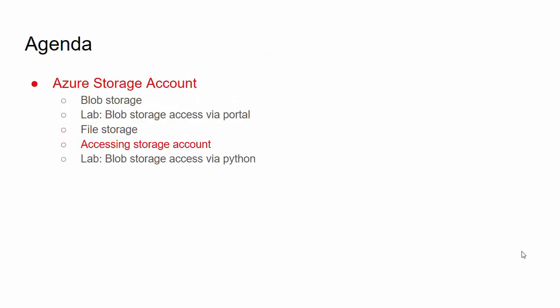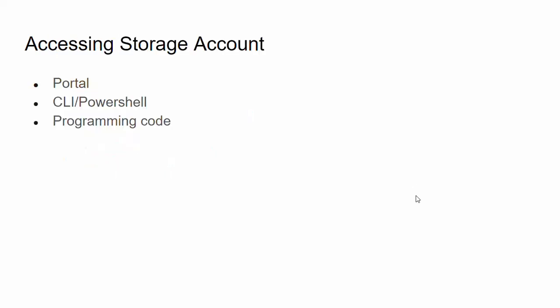Okay. The next thing we want to discuss is accessing a storage account. How do you access a storage account? This includes both blob and file. There are at least three ways to access a storage account. You can use a portal or a portal-like tool like Azure Storage Explorer. You can also use a script like PowerShell and the CLI. Also, you can use your own programming language to write your own code.